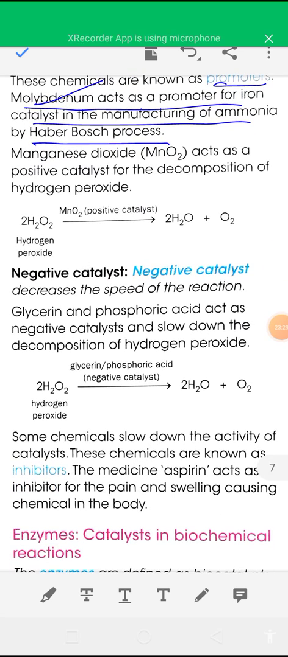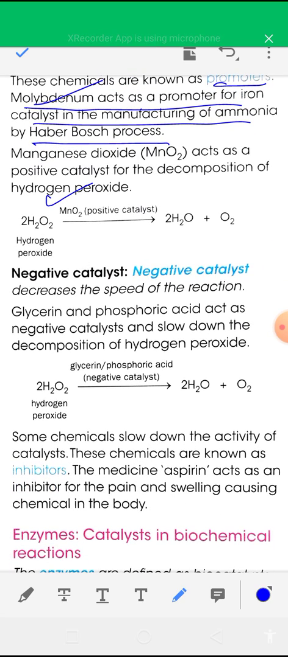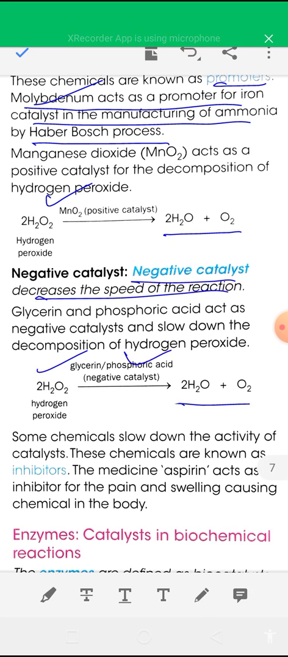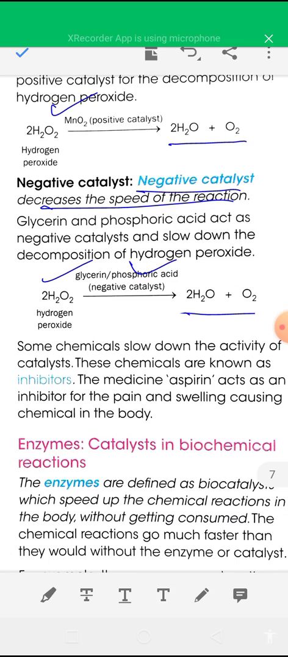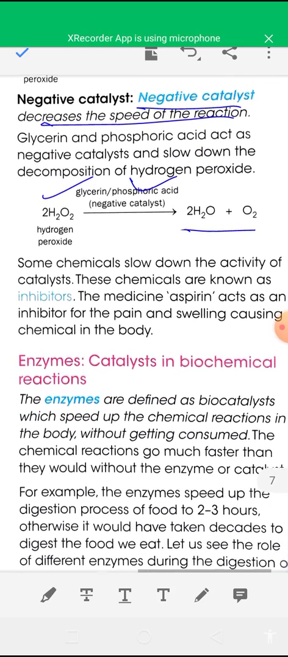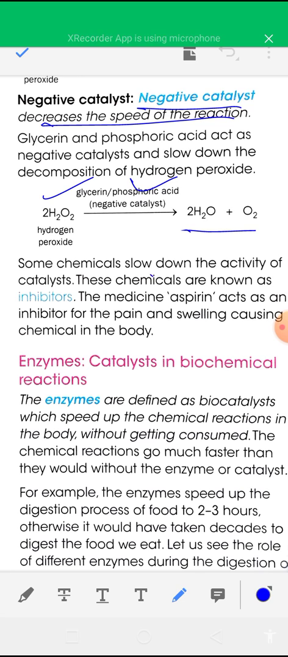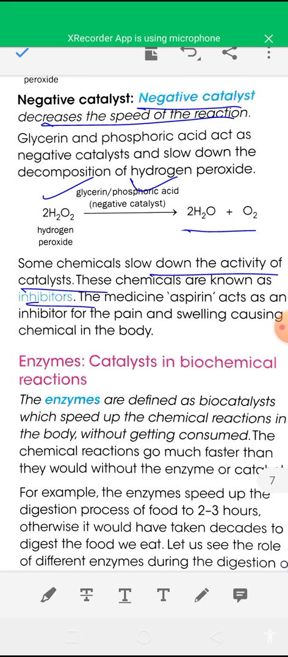Similarly, manganese dioxide acts as a positive catalyst in the decomposition of hydrogen peroxide to give water and oxygen. And a negative catalyst decreases the speed of a chemical reaction. For example, phosphoric acid is used as a negative catalyst in the decomposition of hydrogen peroxide to water and oxygen. And the chemical substances that slow down the activity of a catalyst are known as inhibitors.